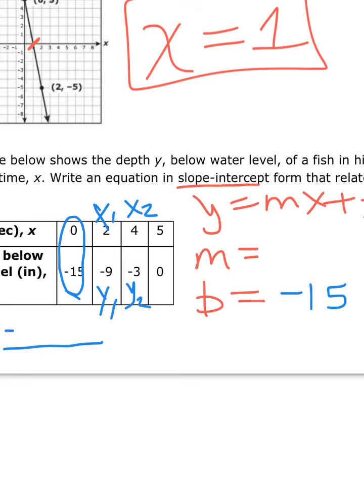All right, so I'm going to have negative 3 minus a negative 9 over 4 minus 2, which is positive. So negative 3 plus 9 would be 6. 4 minus 2 is 2. 6 divided by 2 is 3. So now can I write my equation? I'm going to have y equals 3x plus negative 15. Or minus 15, right?